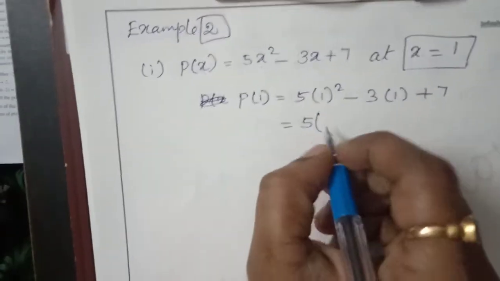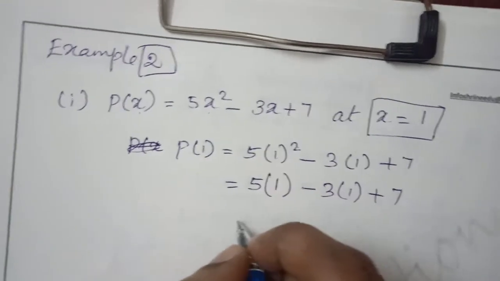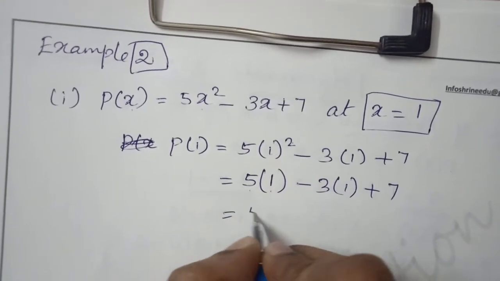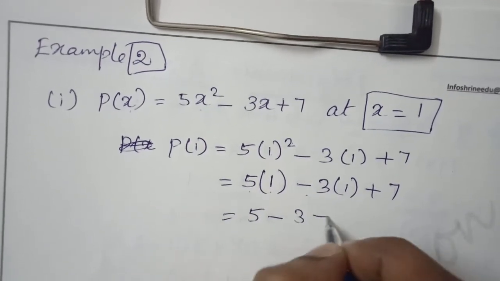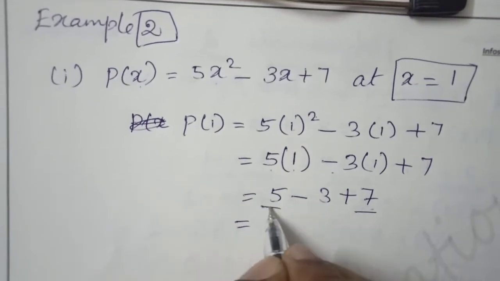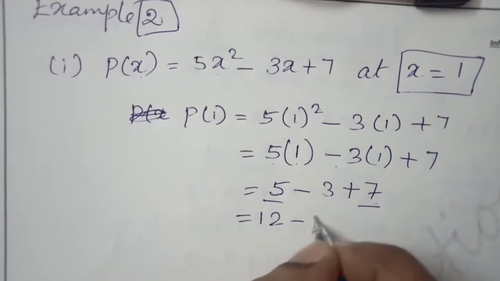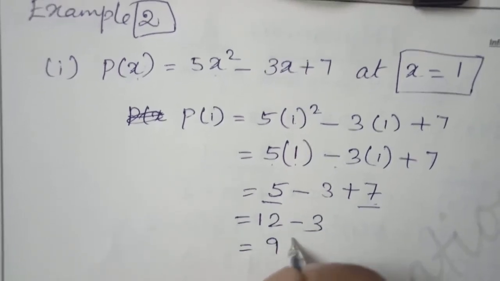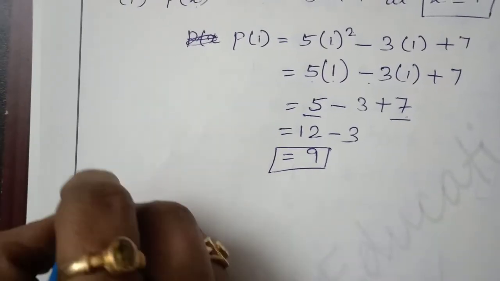So 5, 1 square. 1 into 1 is 1 minus 3, 1 plus 7. So 5 into 1 is 5, minus 3 into 1 is minus 3 plus 7. So this is plus, this is plus. So 7 plus 5 is 12 minus 3. So it is 9. So the answer is 9. Alright. Now let's move on to the second sum.